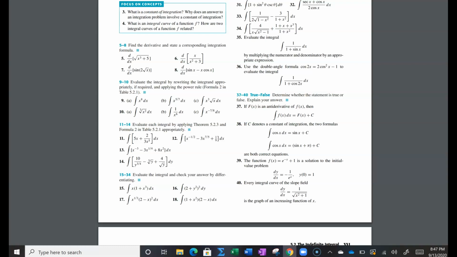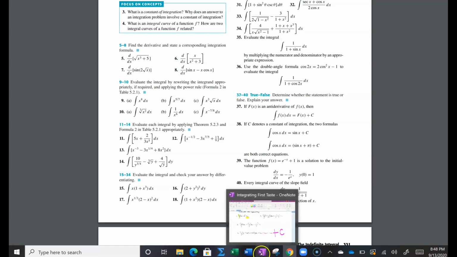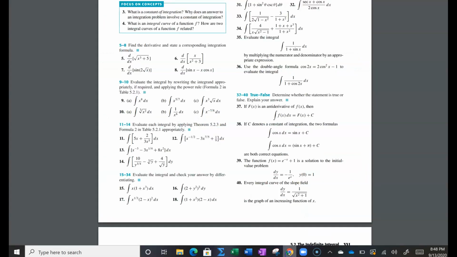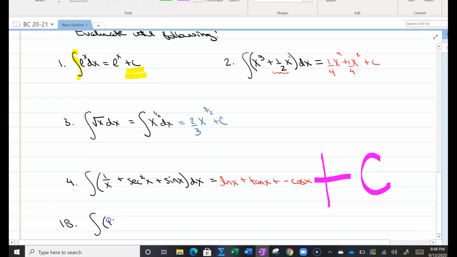So let's take a look at number 18 and 19, okay? Number 18 and 19, I'm going to go back and write these down over here. It says the indefinite integral. This is number 18. Notice I'm not taking a homework problem away from you. 18 is the indefinite integral of, what was it again? What did it say? 1 plus x squared times 2 minus x. Good. 1 plus x squared times 2 minus x dx.